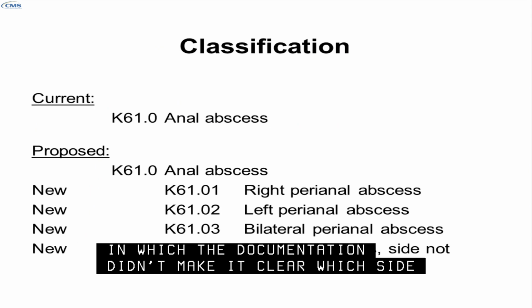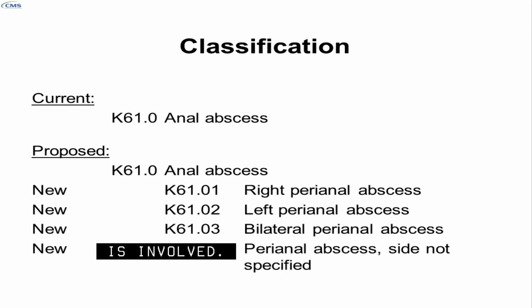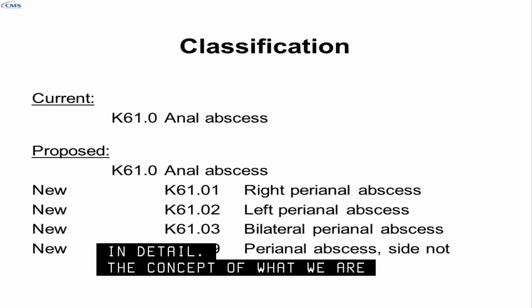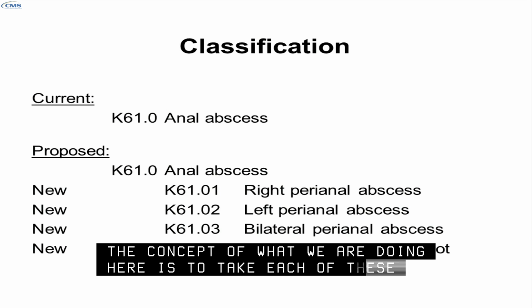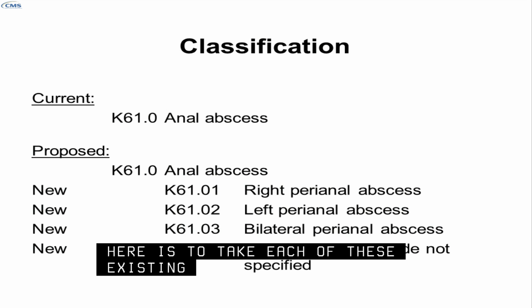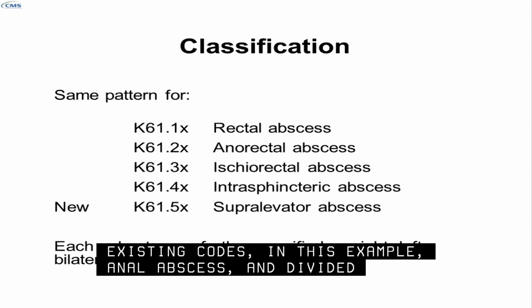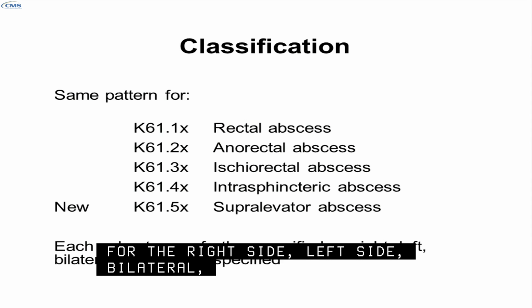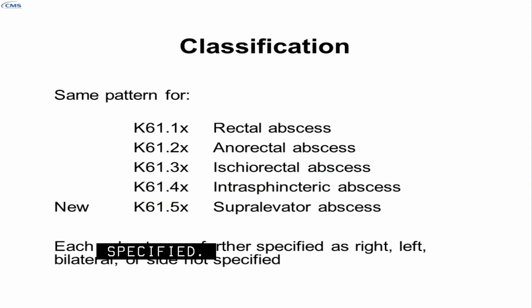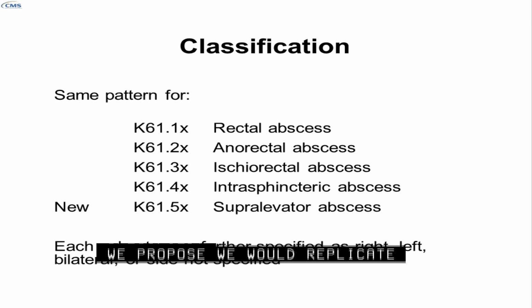So again, Cheryl will review these in detail, but the concept of what we're doing here is to take each of these existing codes, in this example, anal abscess K61.0, and provide four different subcategories, subcodes as it were: one for the right side, one for the left, one for bilateral, and then one for the side not specified. We propose that we would replicate the same pattern for all the different categories and add a category for supralevator abscess as well.